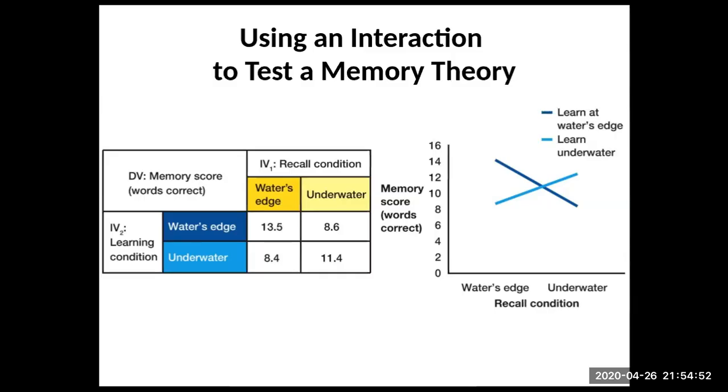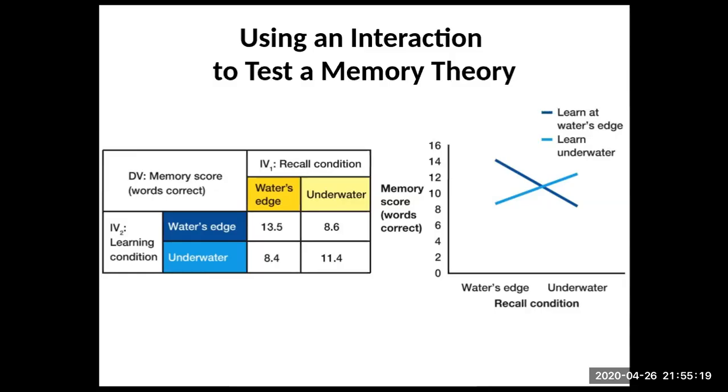So what do we see here? We see another 2 by 2. IV1 is recall condition with 2 levels, water's edge, underwater. IV2, learning condition, 2 levels, water's edge, underwater. Again, that makes this a 2 by 2. The first IV has 2 levels. The second IV has 2 levels, 2 by 2 design. The dependent variable in this one is the memory score, or number of words correct.